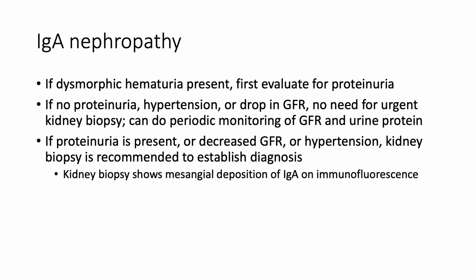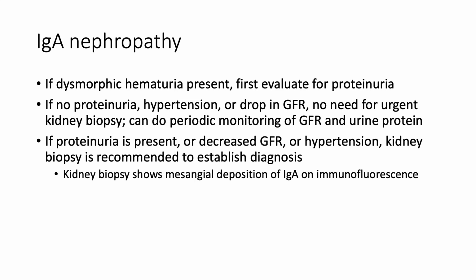So for IgA nephropathy, if someone has dysmorphic hematuria, the first thing is to see how much protein they have in their urine. If they don't have any proteinuria or hypertension and they have a normal GFR, then that person does not need an urgent kidney biopsy, and you can actually do periodic monitoring just by watching their GFR and checking urine protein levels at regular intervals.